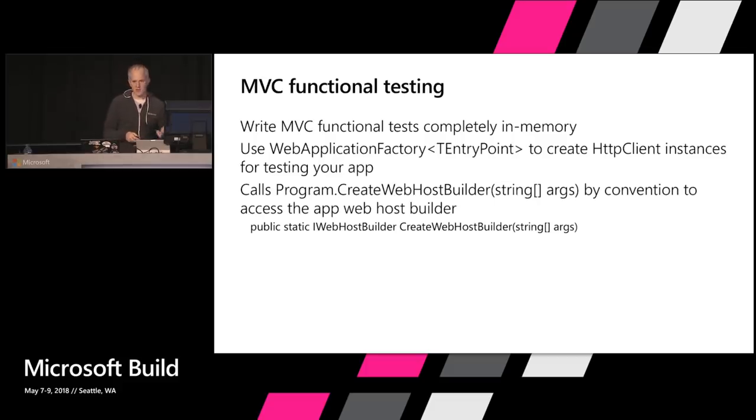We give you a web application factory that you can use to create an HTTP client instance that will then invoke the entire application end-to-end, including runtime compilation of Razor and all those things. It was possible to do before with previous releases. It was just really hard. This makes it trivial. One convention that you do need to conform to use this feature is your program class, your entry point class, needs to have a helper method on it by convention that's this CreateWebHostBuilder function. That's what the web application factory will use to get its hands on the web host builder for your application. So make sure you have that.